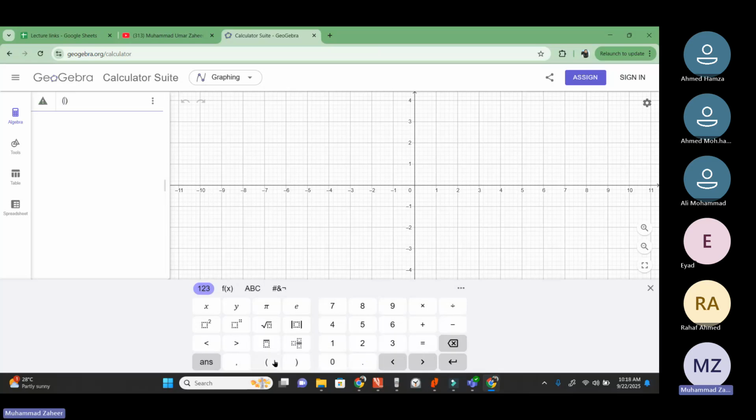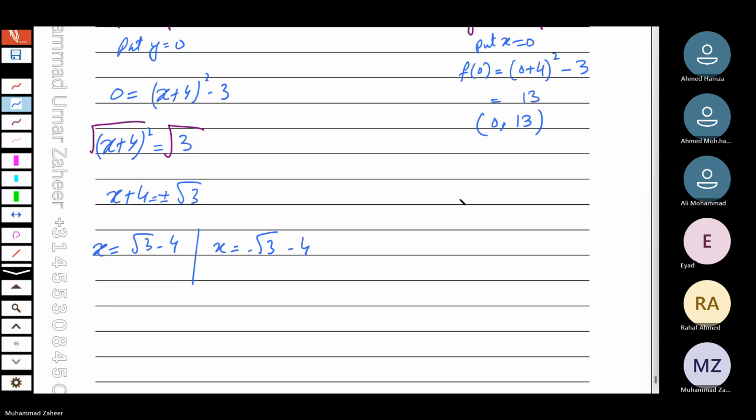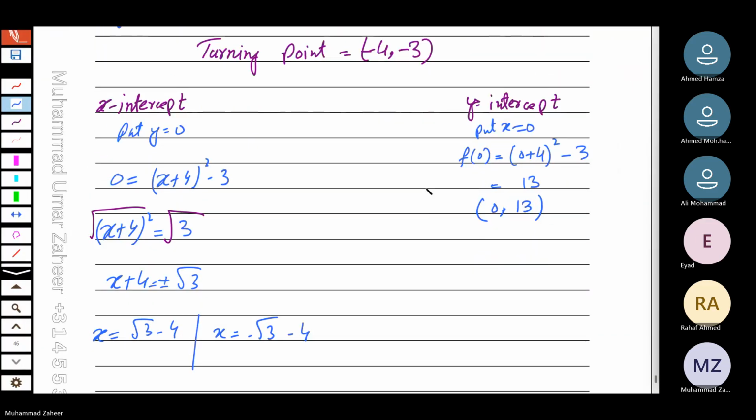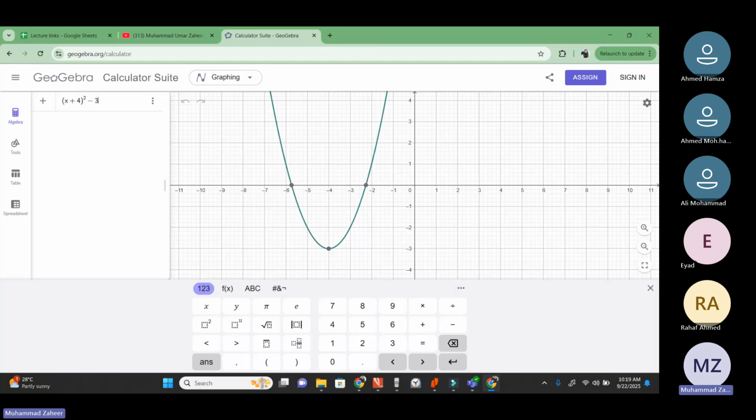All right, now we have the bracket x plus 4, outside there is a whole square, minus 3. This is the graph we are going to get.